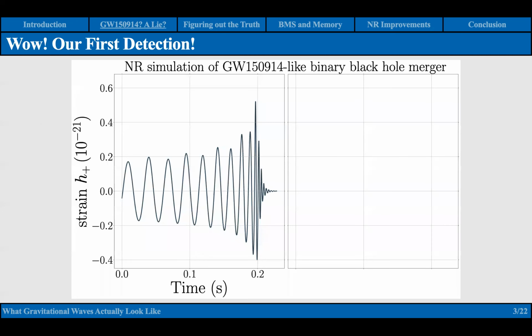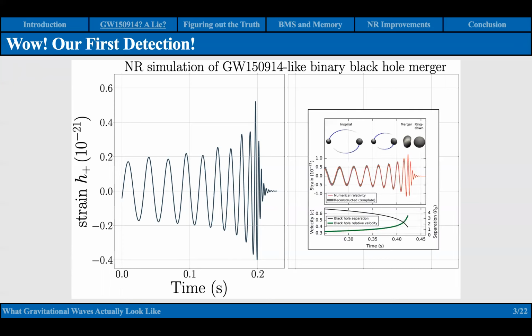This is a numerical simulation of a GW150914-like binary, corresponding to the first signal that LIGO saw. On the vertical axis, I'm plotting the plus polarization of the strain, and on the x-axis, it's just time. The way we run this simulation is we evolve our black holes in what's called a Cauchy evolution, and then we extract the waveform to asymptotic infinity using a procedure called extrapolation, which I'll touch on a little bit later.